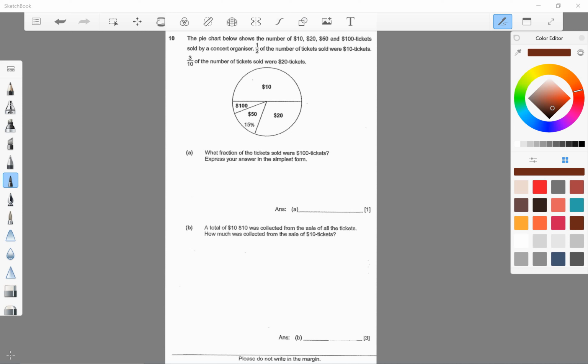It's mentioned that the pie chart below shows the number of $10, $20, $50, and $100 tickets. So there are 4 kinds of tickets sold by a concert organizer. And it said that half of the number of tickets sold were $10 tickets. And they further mentioned that 3 out of 10 of the number of tickets sold were $20.